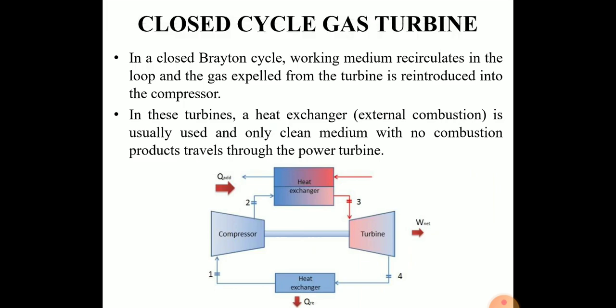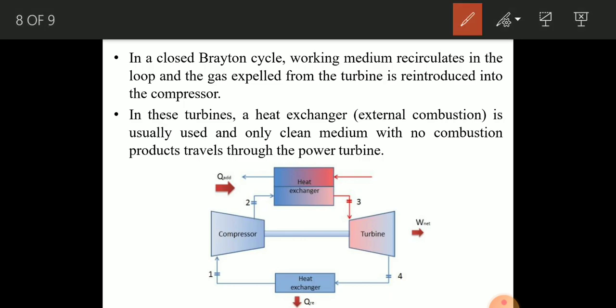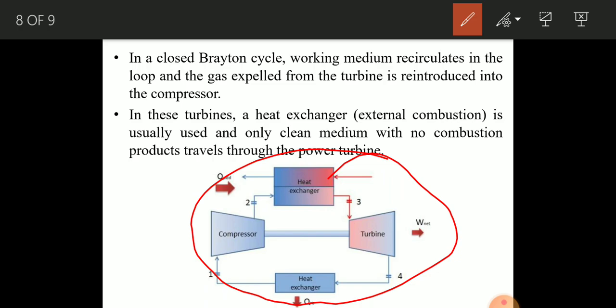Now see here, even in this diagram you can see it. Air enters from one side, it goes through the different processes, it leaves the turbine, and the same air is used again. It will go to the heat exchanger, be used again for the operation, and it will continue. So the air which is used as a working substance initially is used again and again for our operation. That is the major difference between the open cycle and the closed cycle gas turbine.